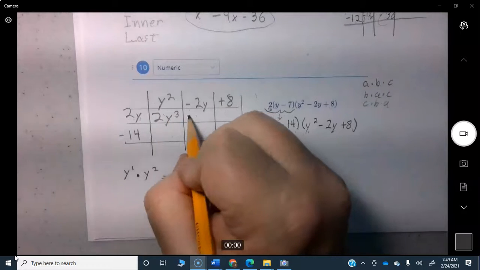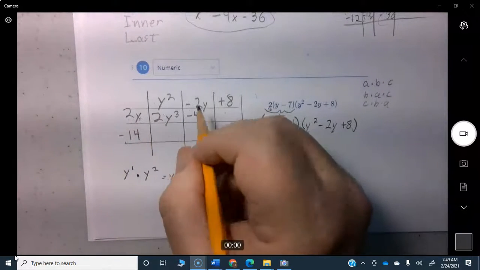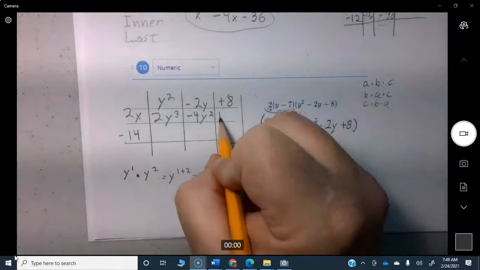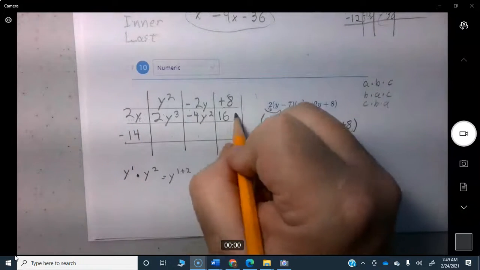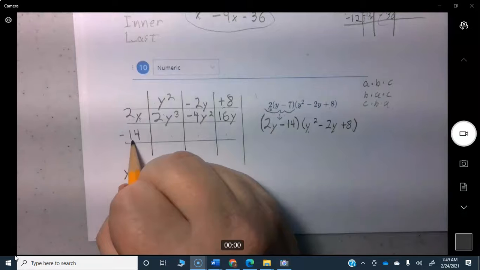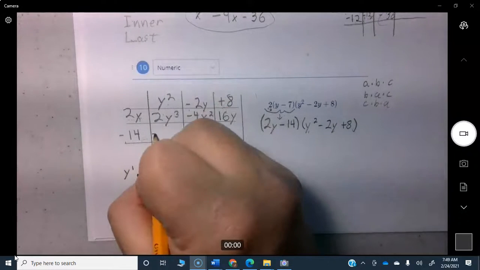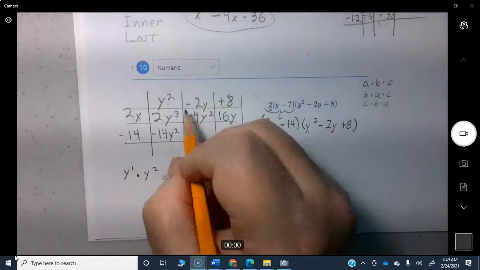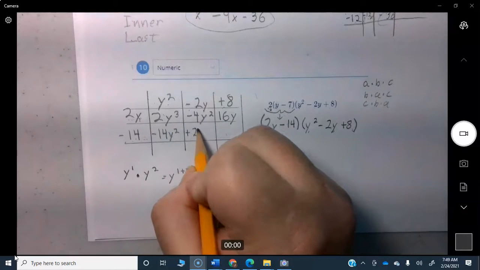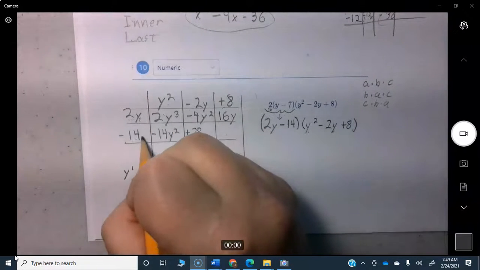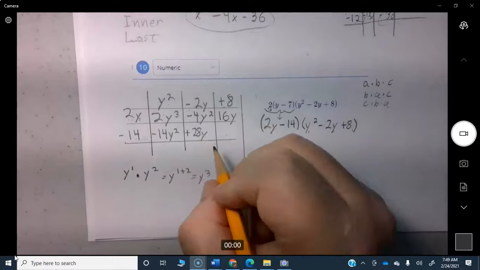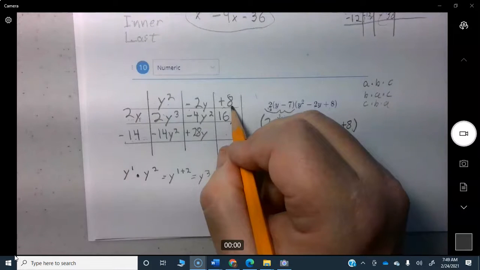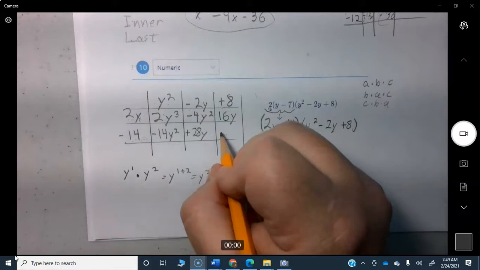2 times negative 2 is negative 4. Y times y is y squared. 2 times 8 is 16. And the y is the only one there, so that's a y. Negative 14, there's no y there. Y squared is negative 14y squared. Negative 14 times negative 2 is positive 28. And nothing there, but there's a y there, so I put a y there. Negative 14 times 8 is going to be negative 112.